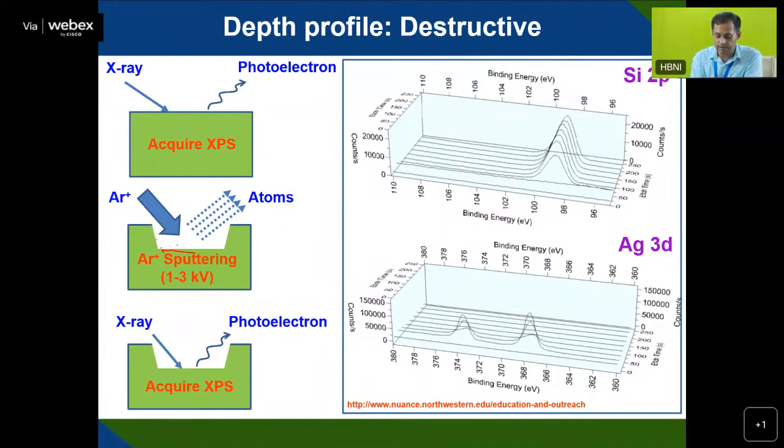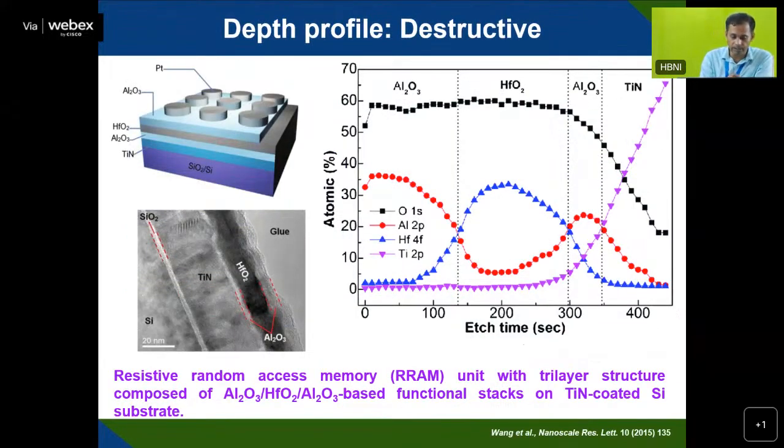You can see this is a silicon sample, so this is the silver 3d orbital. You can see when you have silver, how from the top surface you keep on bombarding with argon, you will be able to see this type of spectra. Once you go more and more, then you will be able to see the silicon element composition. Similarly, silver you can see at the bottom.